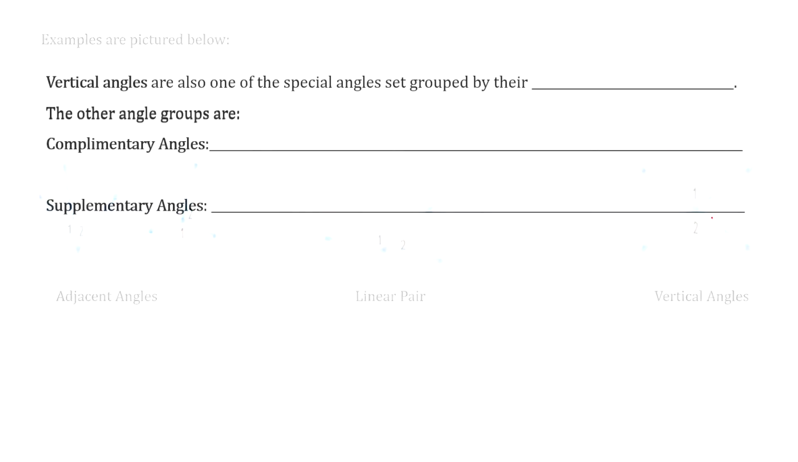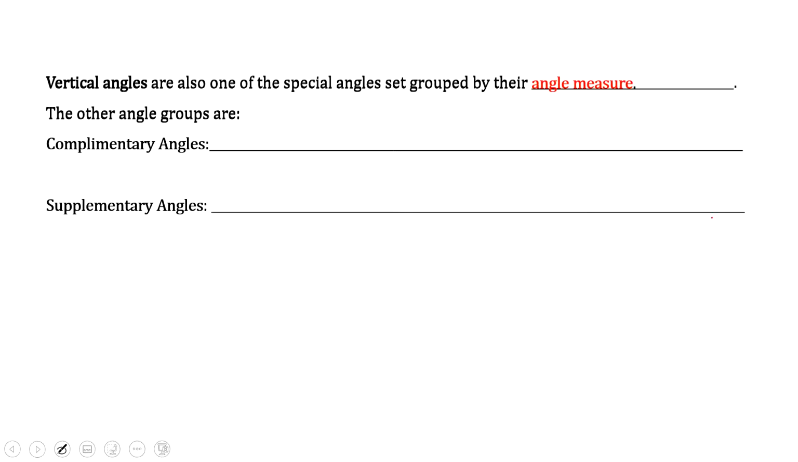Okay. The second set: vertical angles are also part of the second set of special angles. These are the ones that are related by their angle measures. Vertical angles are congruent. They have the same measure. The way the cross lines form, vertical angles will have the same angle measurement.